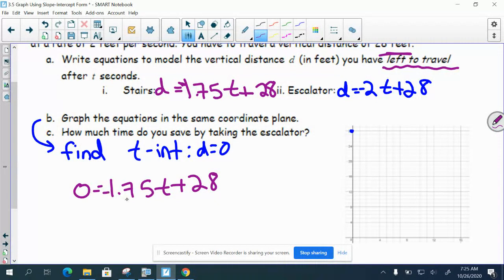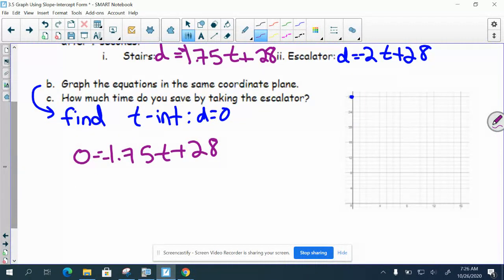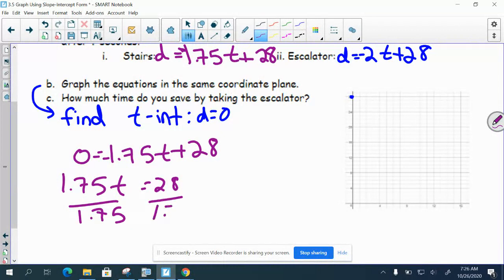So what we're going to do is add the 1.75t over to the other side, and then divide each side by 1.75. So t is equal to 28 over 1.75, which would be 16. Sorry, I had to look at my notes for a minute. Okay, so the t-intercept for the stairs is 16.